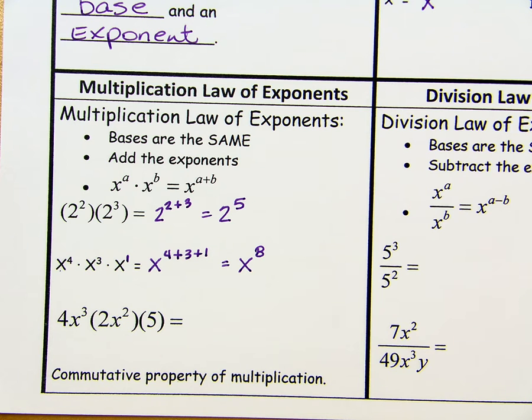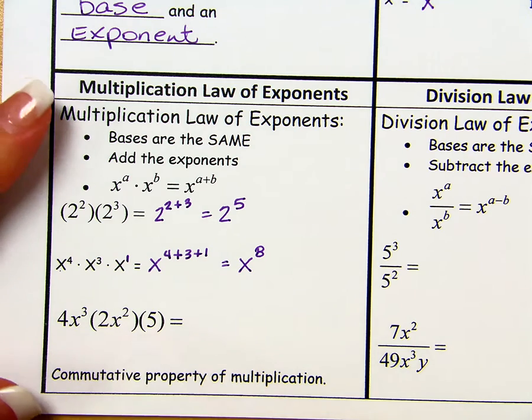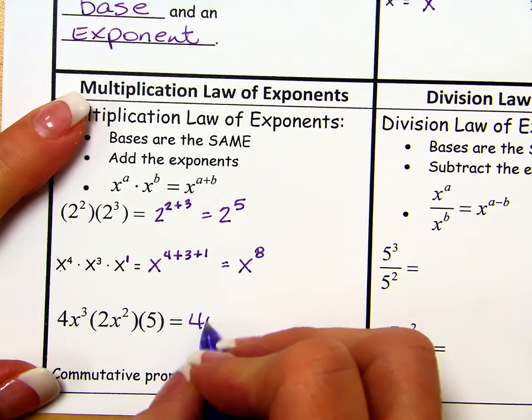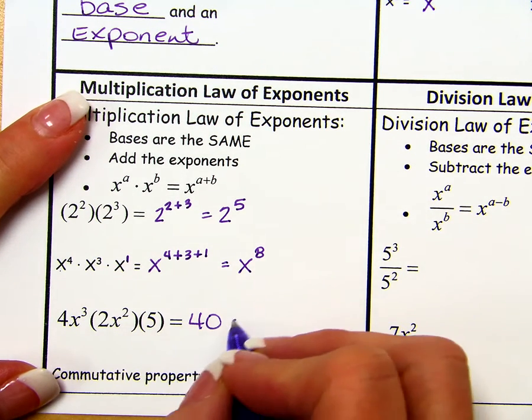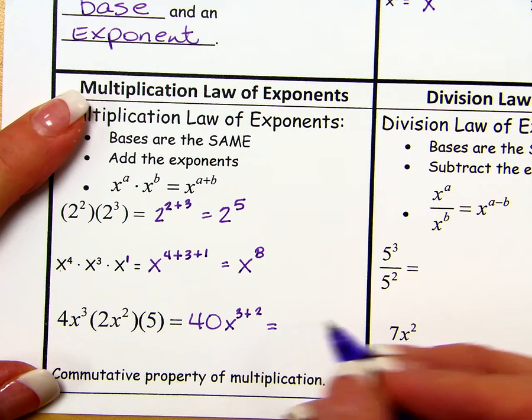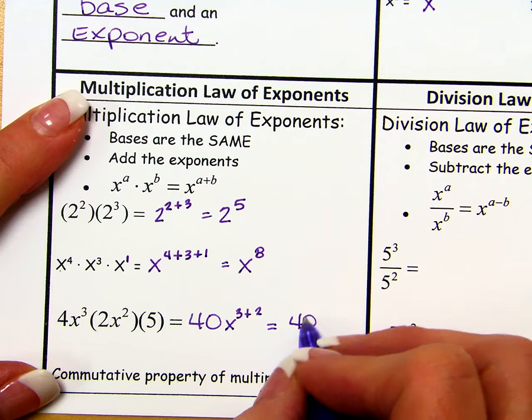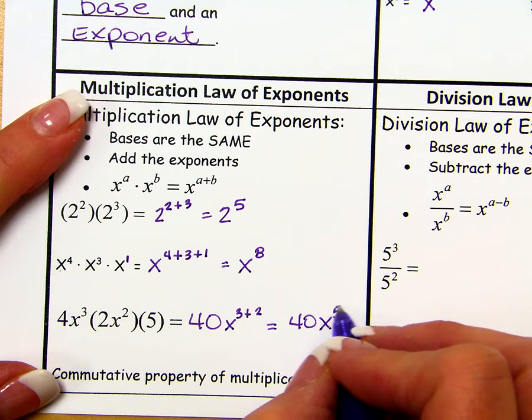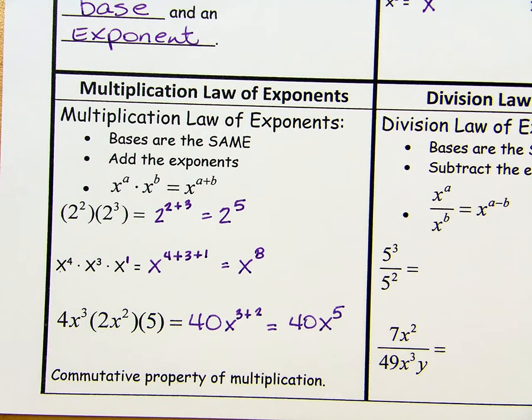The coefficients just get multiplied just like normal. So 4 times 2 times 5 gives me 40. Then our x's have like bases, and we are going to add their exponents. So this is going to give us 40 times x to the 5th power, because 3 plus 2 is 5.